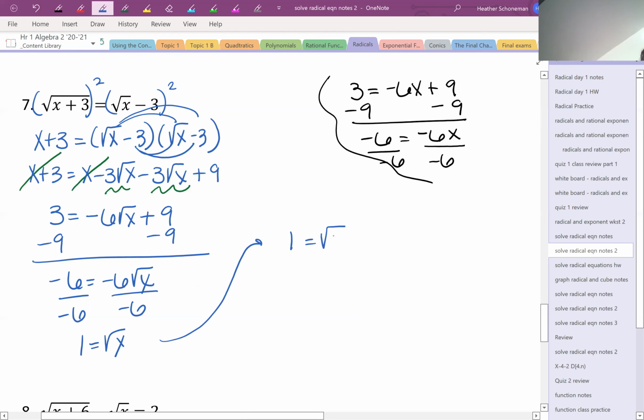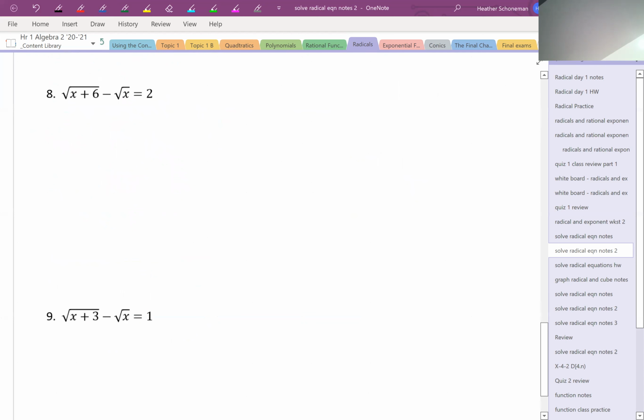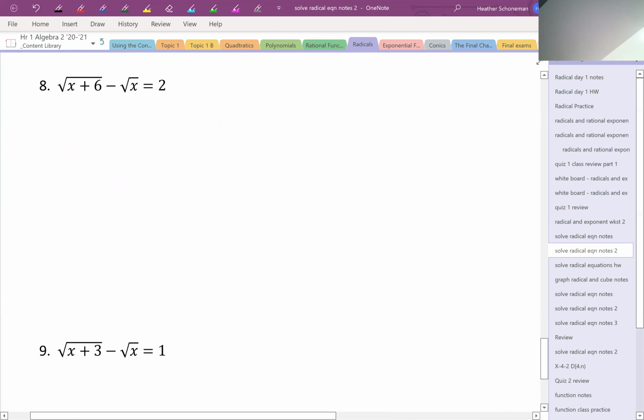Okay, now that the radical is by itself, now we can square it again. So I'm going to square both sides. The square root of x squared is x, and 1 squared is 1, and there's my answer. Okay, we've got 2 more left, but I'm just going to do 1 more, and I think that'll be enough to kind of get you through.